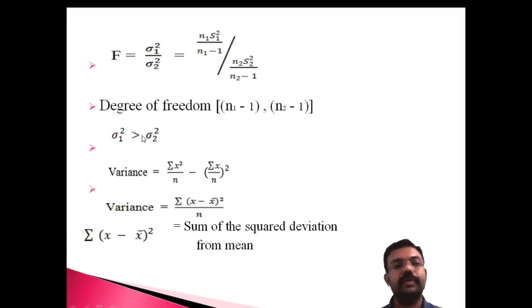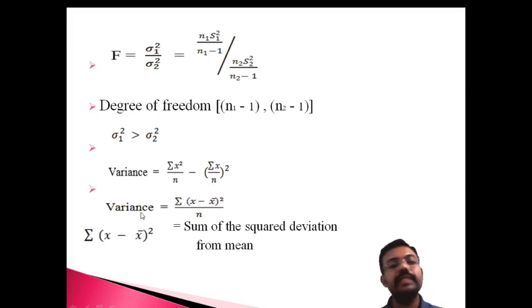F test. Okay, and here another important element is how to find out the variance. How to find out the variance? The variance can be found out. The formula is sigma x square divided by n minus (sigma x by n) all square. That's the formula for calculating the variance.